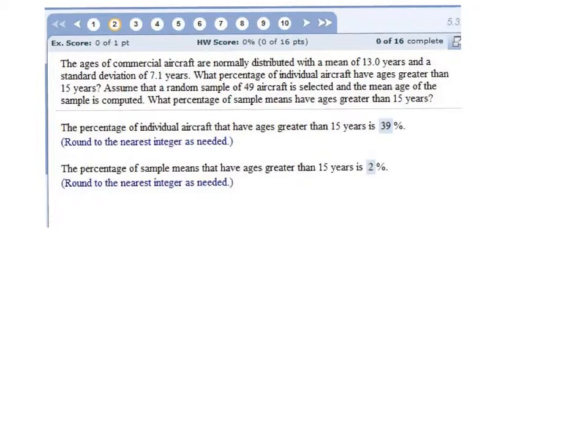So, another sampling distribution problem. I know these things have normal distributions. Here's the difference: even though the commercial aircraft ages are normally distributed, we know that the sampling distribution will also be normally distributed. So what they're doing here is, this is back just the normal curve.